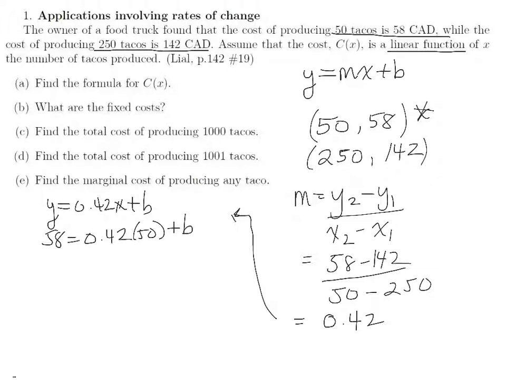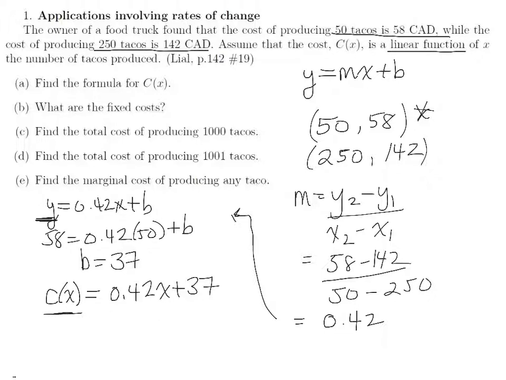And if we solve for b, we find that b is 37. So our complete cost function, if you want it in function notation, will be C at x is equal to 0.42x plus 37. So here the y and the C at x are the same, but here we're just using a regular equation notation, and here function notation.